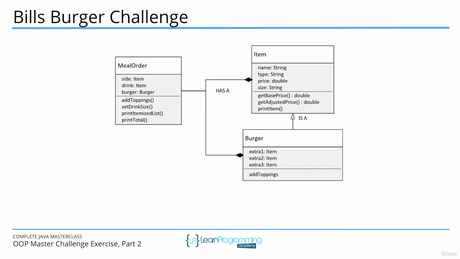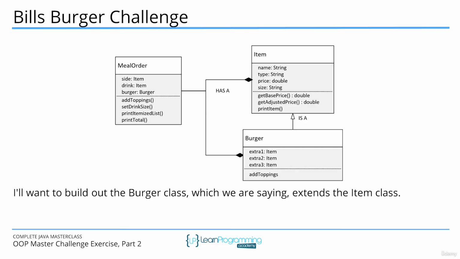In the last video, I showed you my design for the completion of this challenge, and I started to build it starting with the item class first. I said that a drink and a side dish are both types of items as well as extra toppings for the burger. In this video, I want to pick up where I left off. I want to build out the burger class, which we are saying extends the item class.